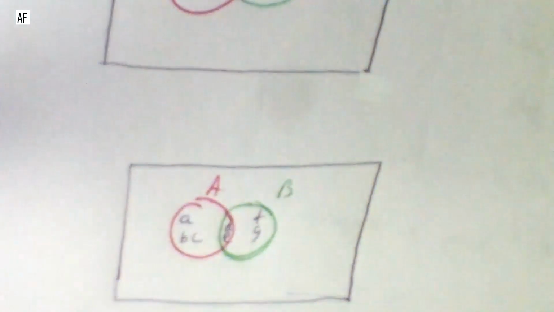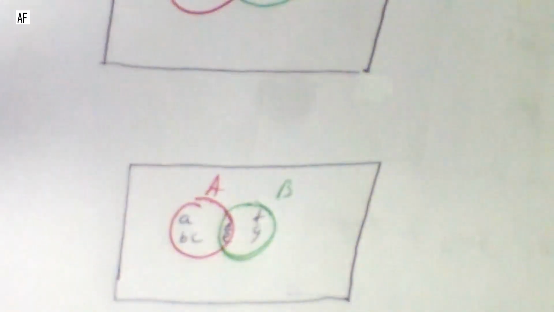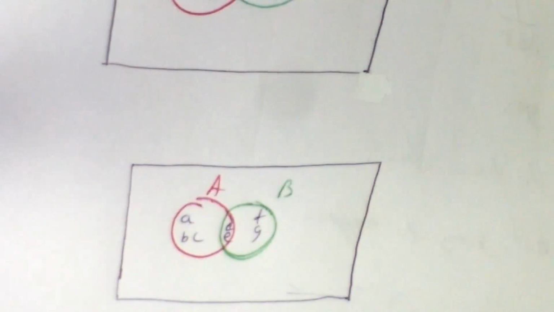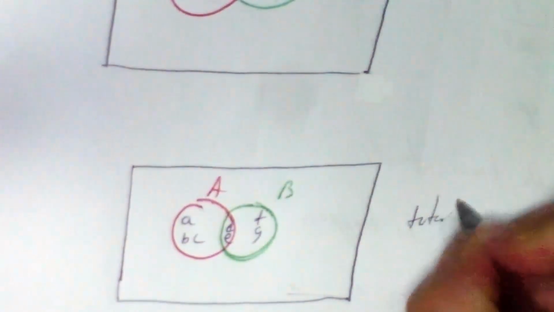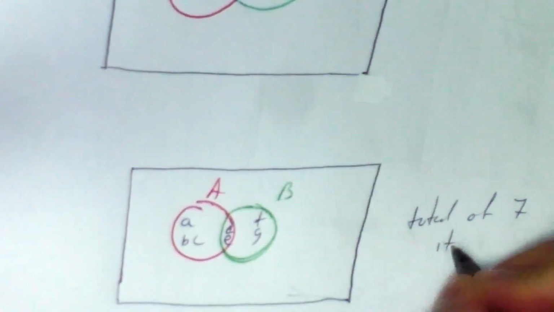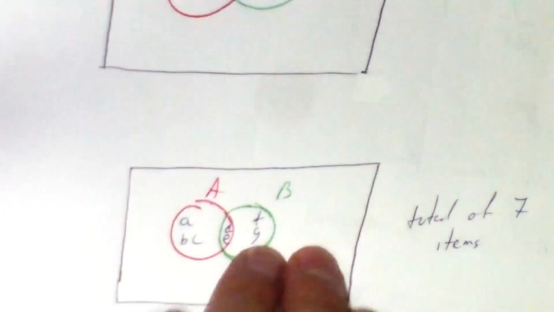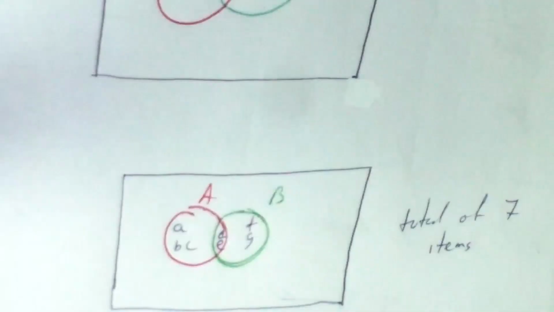So, how many elements are in my table combining this set with this set? How many total elements are there? Trying to zoom it in. Well, all you have to do is just count them, right? 1, 2, 3, 4, 5, 6, 7. There's a total of 7 items or letters in both sets, right? There's supposed to be 7.